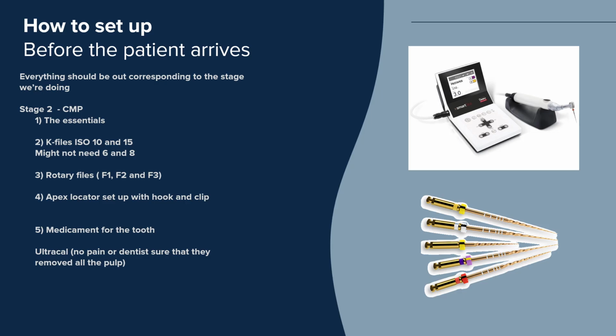At this stage, if the dentist has done stage 2 completely, there is no nerve in the tooth. So the dentist will use UltraCal or calcium hydroxide, non-setting calcium hydroxide, again if there's no pain or the dentist is sure they removed all the nerve. The reason why we don't use odontopaste in stage 2 is because the next stage, remember, is the final stage. If we put a steroid and antibiotics, it's going to silence any pain that might still be there.